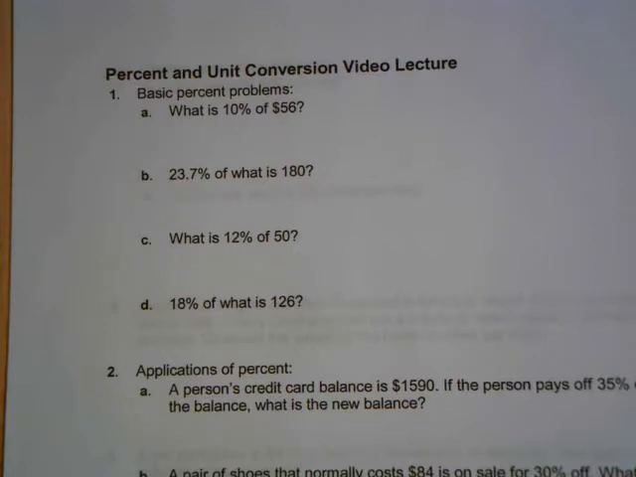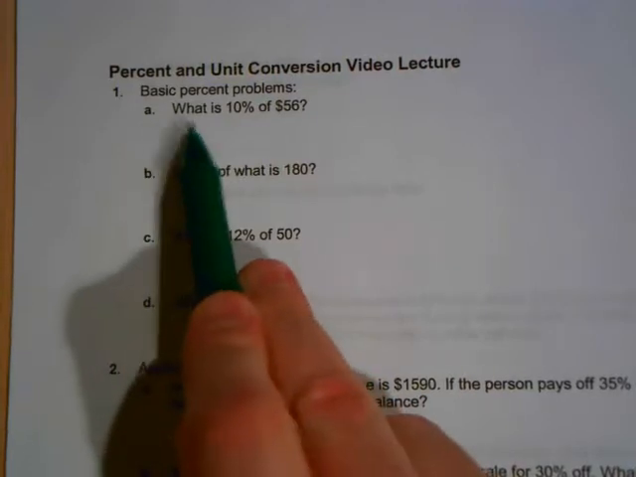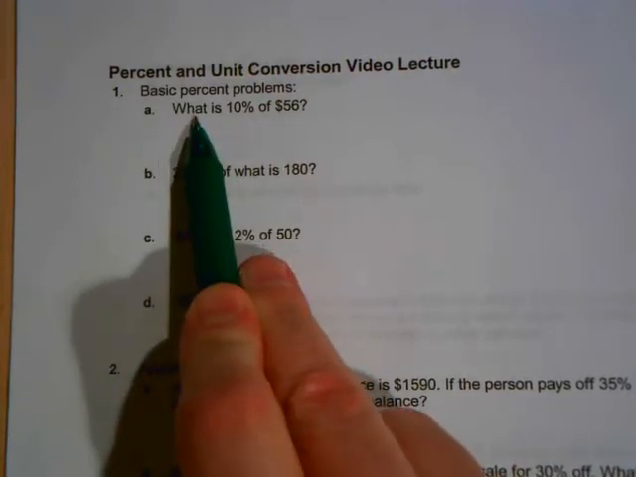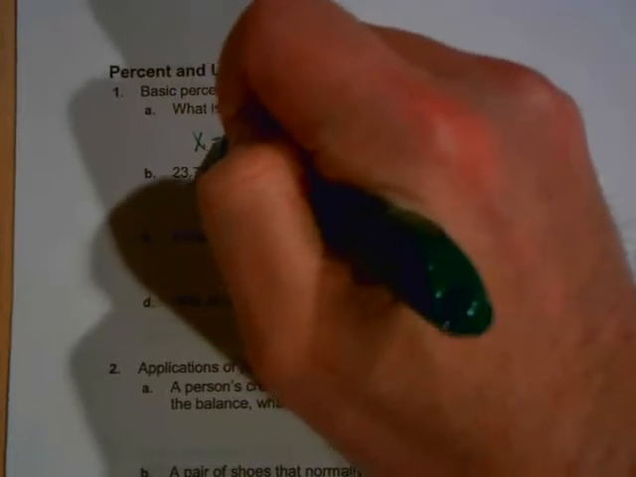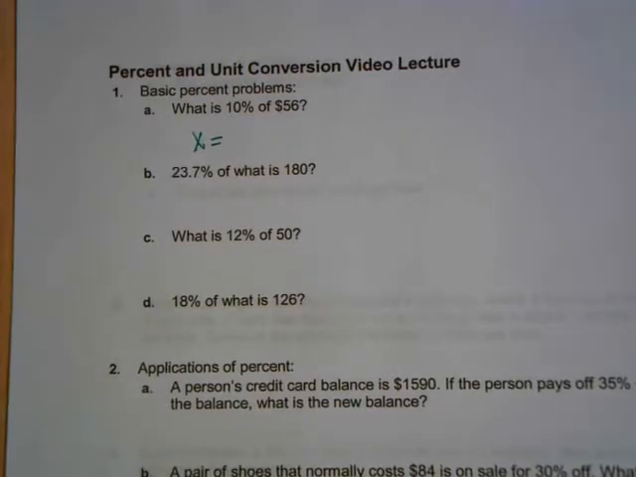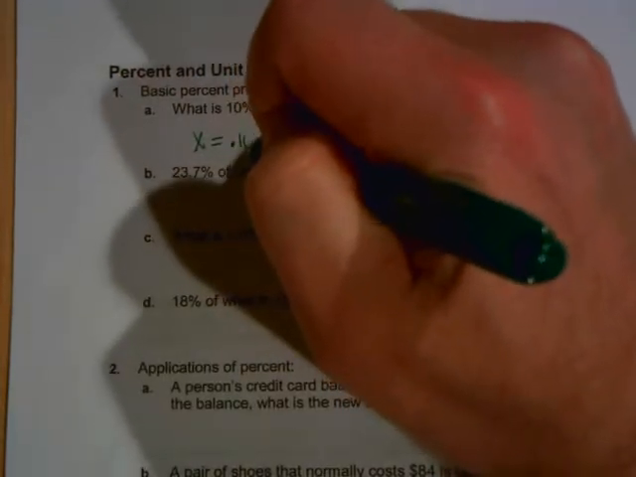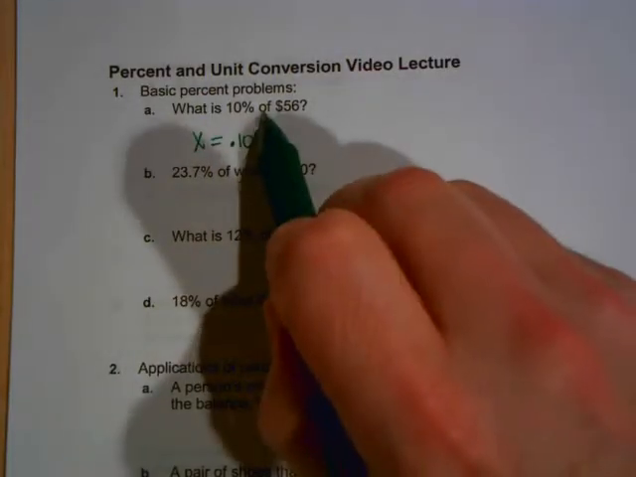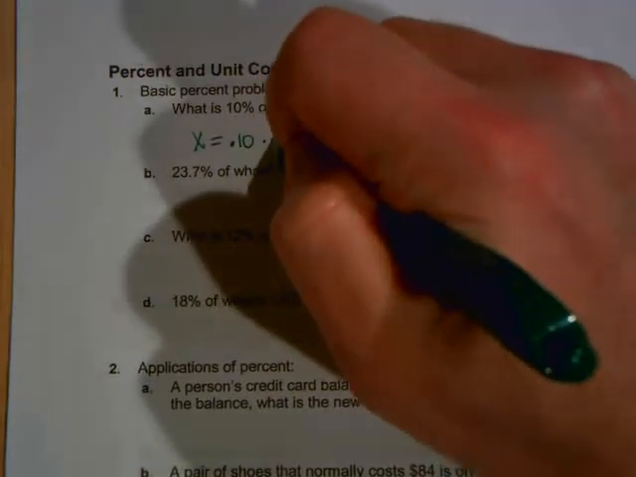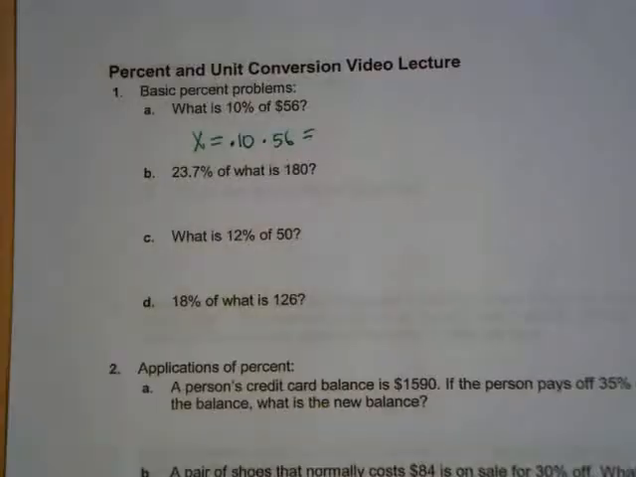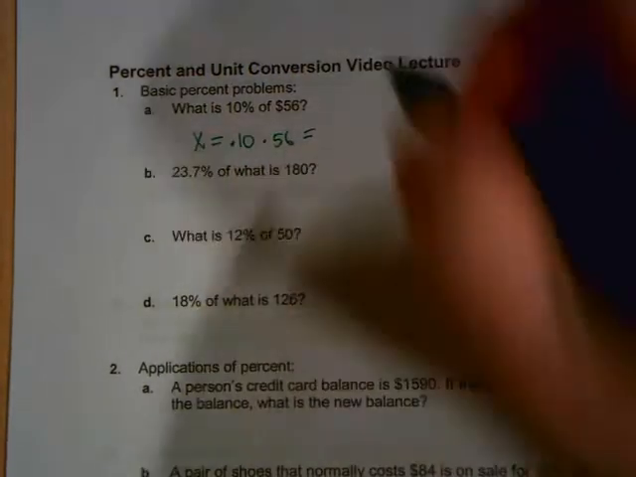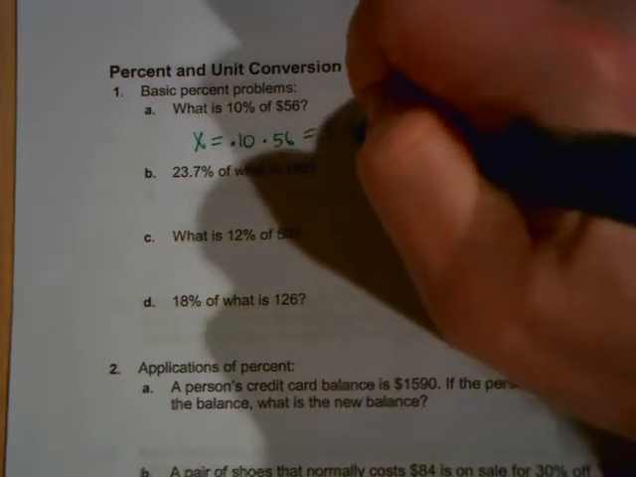What is 10% of $56? Okay, so what? This is what we're trying to find. So if you were going to write an equation, you might call this x is equal to 10%. We're going to take percents and convert them to decimals. So that's 0.10. Of is a word for multiply. So our answer would be 0.10 times 56 is 5.6.